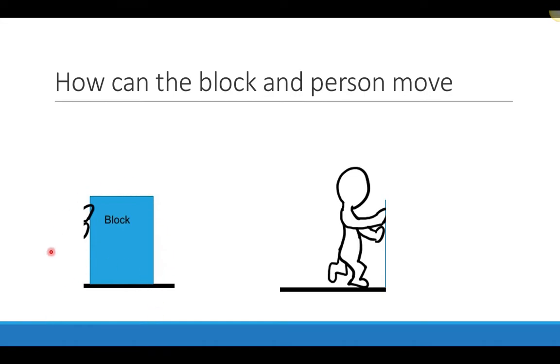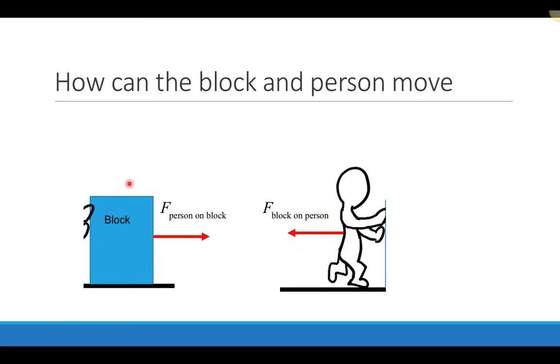So let's examine the block and then the person separately. Here is the person, and there's part of the block. So we're just looking at the person, and then here's the block and there are the hands of the person. There is a force from the person acting on the block, pushing the block to the right, and in turn, the block pushes back on the person.